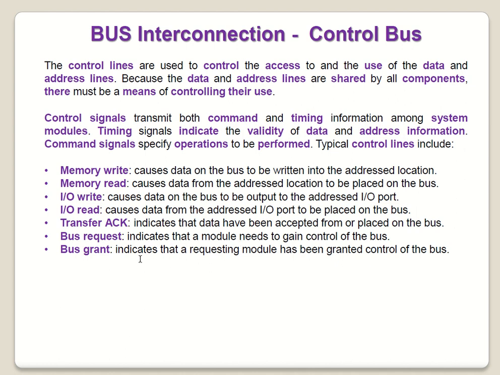Bus grant means, let's say the device is requesting control over the bus, so the control is granted to that device. Bus grant indicates the requesting module has been granted control of the bus, so it can start to use the bus. Can you get the idea? First of all, the device needs to make a request and then the device will be granted the bus. So the device can put the data onto it or it can start to receive the data from the bus. That's the idea.